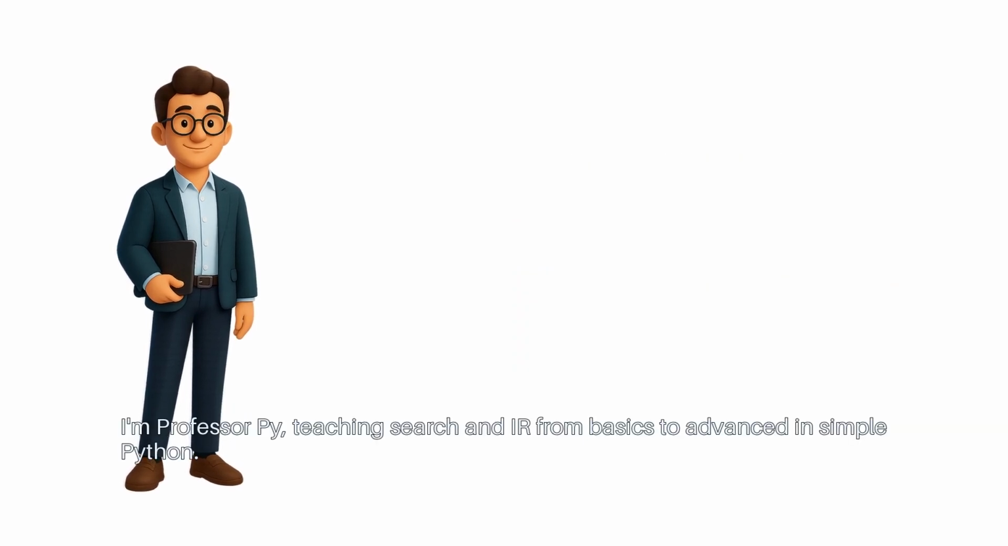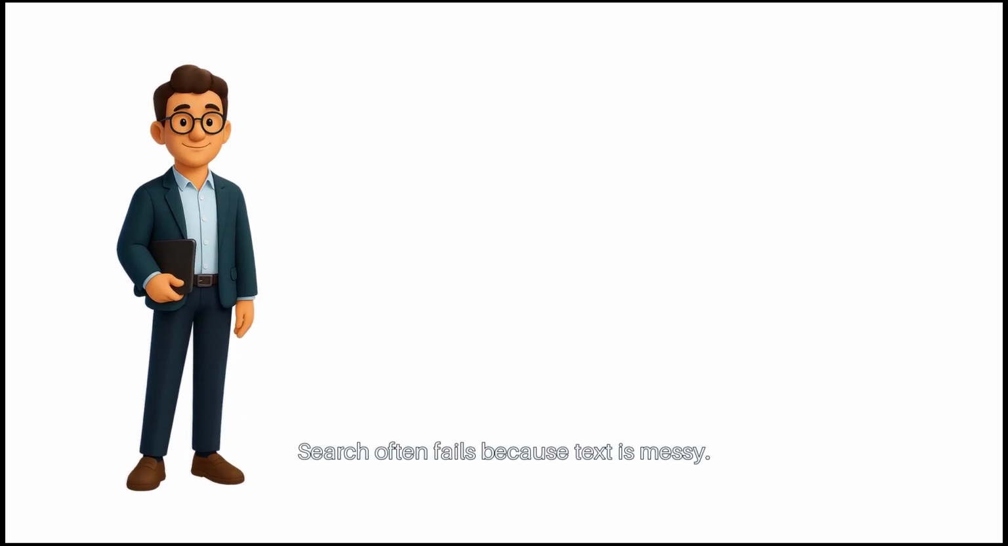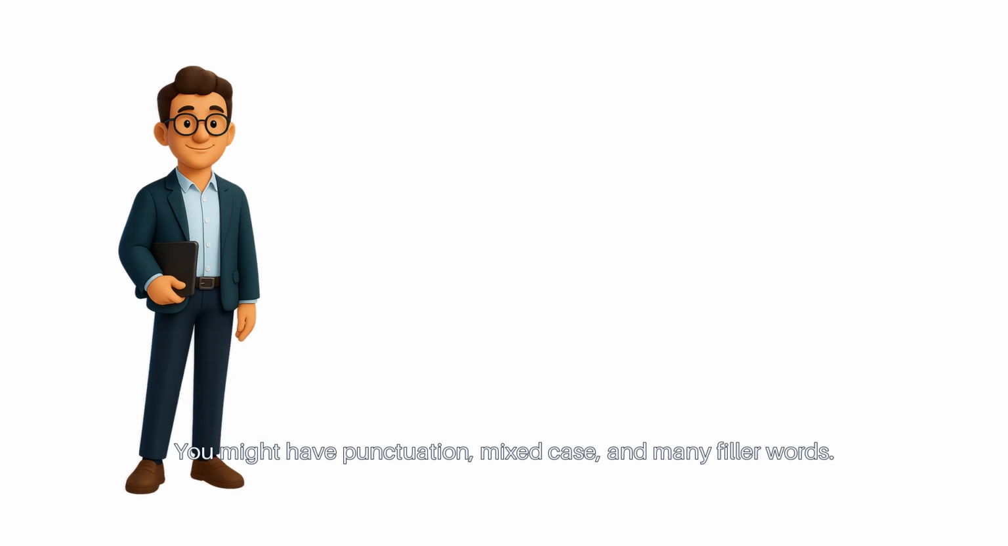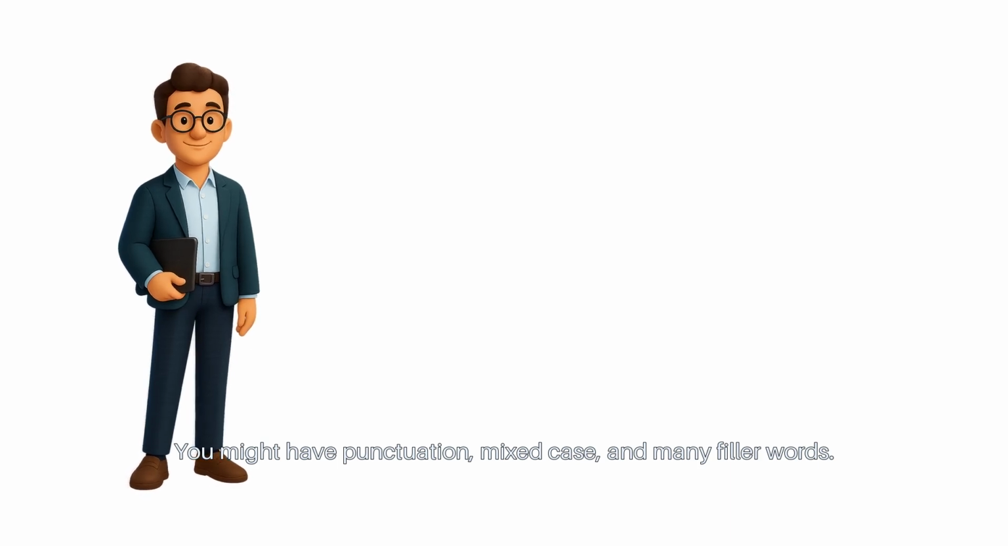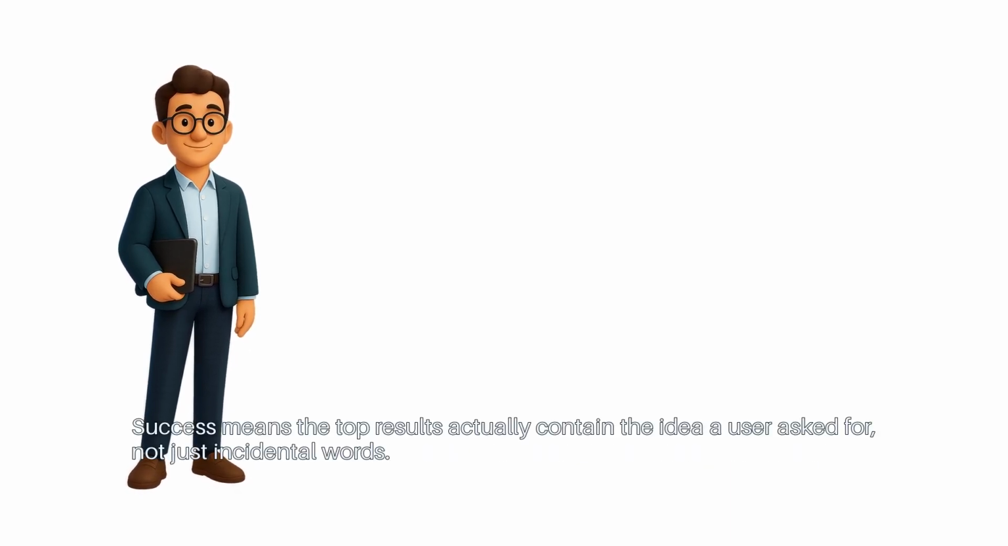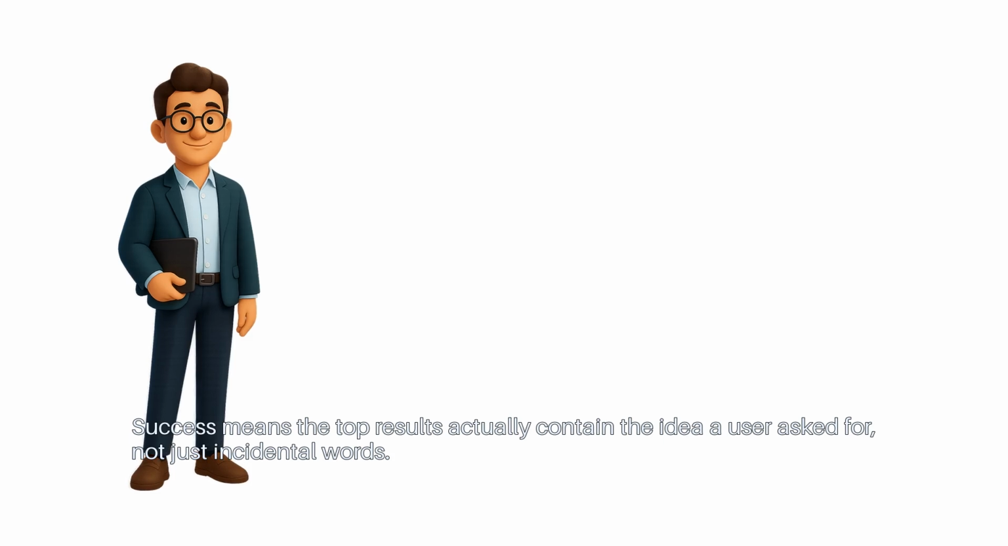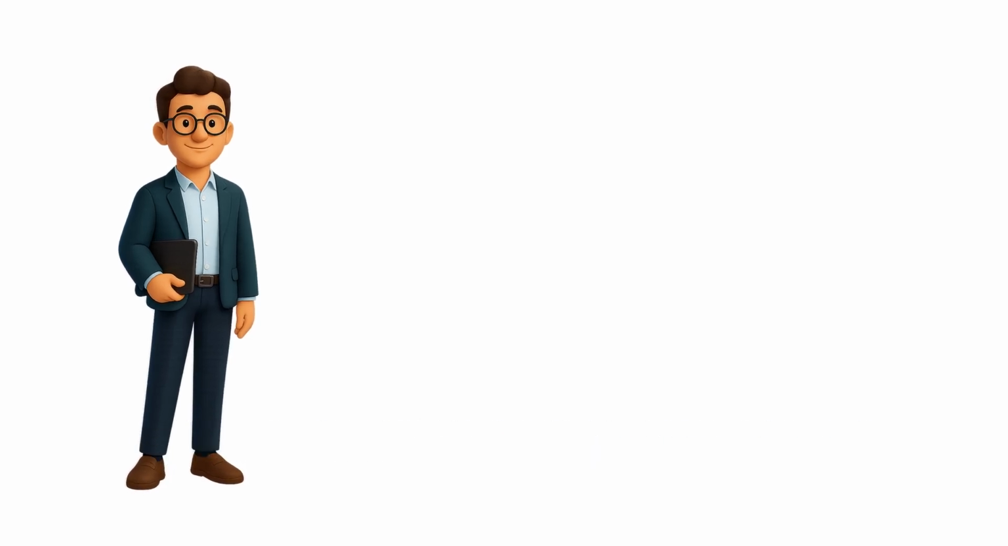I'm Professor Pi, teaching search and IR from basics to advanced in simple Python. Search often fails because text is messy. You might have punctuation, mixed case, and many filler words. Success means that top results actually contain the idea a user asked for, not just incidental words.